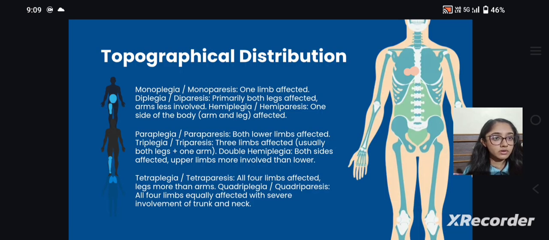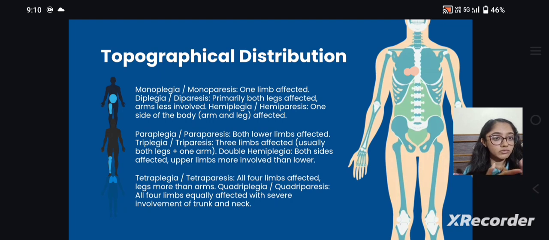Then based on topographical distribution, it could be monoplegia or monoparesis. It means one limb will be affected only. Then it could be diplegia or diparesis. It means that primarily both legs will be affected and arms will be less involved. Then hemiplegia or hemiparesis. It means that one side of the body, arm and leg, will be affected. Then paraplegia or paraparesis. It means that both lower limbs will be affected.